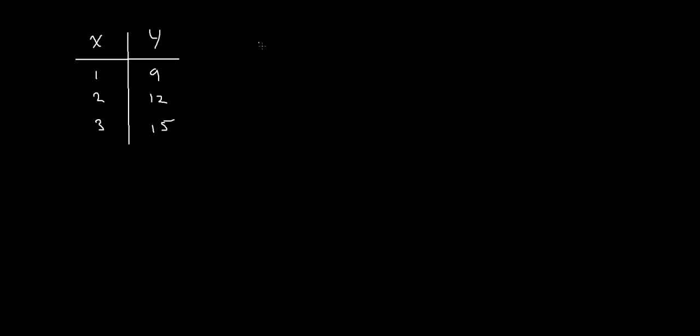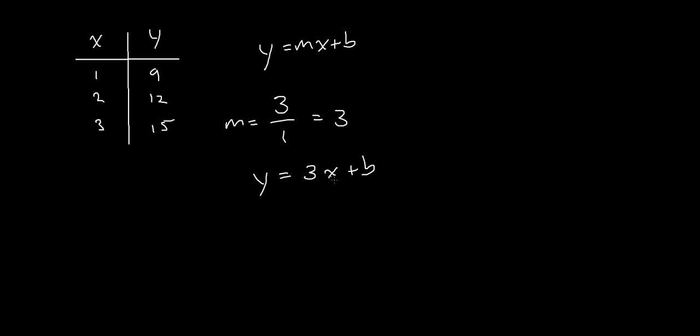Well, we would do the exact same thing. So y equals mx plus b. Find your m value, right? That's just your change in y over your change in x. So your change in y here would be 3. You're going up by 3 each time. Over your change in x, you're going up by 1 each time. So this would be your m value, 3 over 1, which is just 3. So y equals 3x plus b, because 3 is your m value.